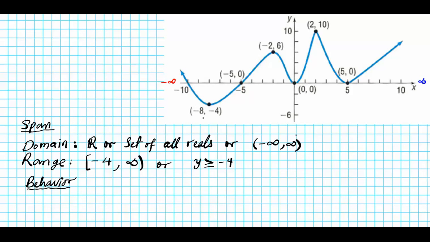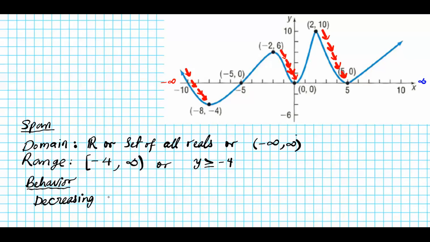So from negative infinity, going from left to right, the function is descending on that interval, and then it goes up and then descends again, goes up and then descends again, and then goes up. All right, so those are the intervals where the graph is decreasing. So let's write that down. So it's decreasing.